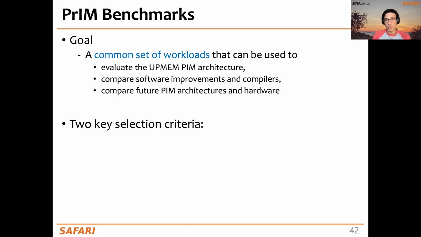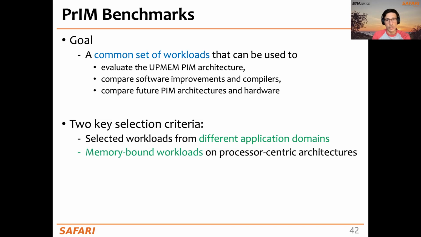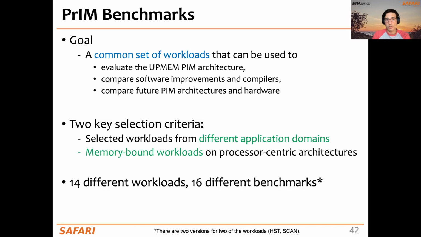When creating these PRIM benchmarks, we adhere to 2 key selection criteria. The first one is to select workloads from different application domains. The second one is to implement workloads that are memory bound on processor-centric systems, on CPUs or GPUs, because these memory bound workloads are, let's say, the suitable candidates for processing in memory systems, at least in principle. So in total, the PRIM benchmark suite contains 14 different workloads and 16 different benchmarks, because for 2 of the workloads, we have 2 different versions.